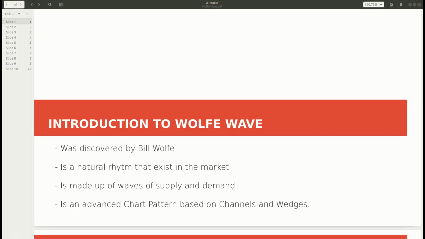The Wolfe Wave is one of those natural patterns that already exist in the market due to the imbalance in supply and demand. It was discovered by Bill Wolfe, sir. It is a four-leg pattern, and looking at the structure of the wave, it is an advanced chart pattern based on channels and wedges. So before jumping into the Wolfe Wave, let's visit what channels and wedges look like and understand them in brief, so it helps us further in identifying and understanding the Wolfe Wave.